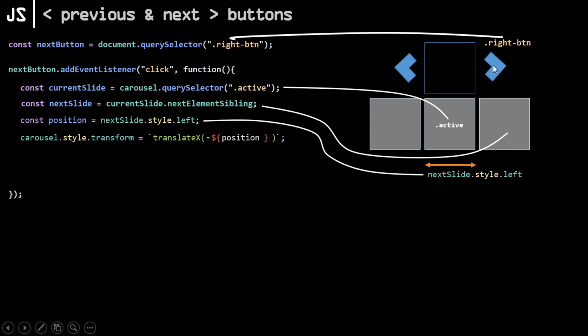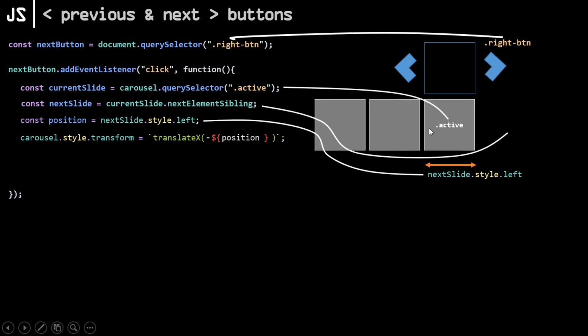So now if I click on the right button, my carousel will move to the left. Something here will get your attention: the old current slide is no more the active slide, and our old next slide is now the active slide. So we need to move the active class from the old current slide to the old next slide, which means we need to toggle the active class between the current slide and the next slide.